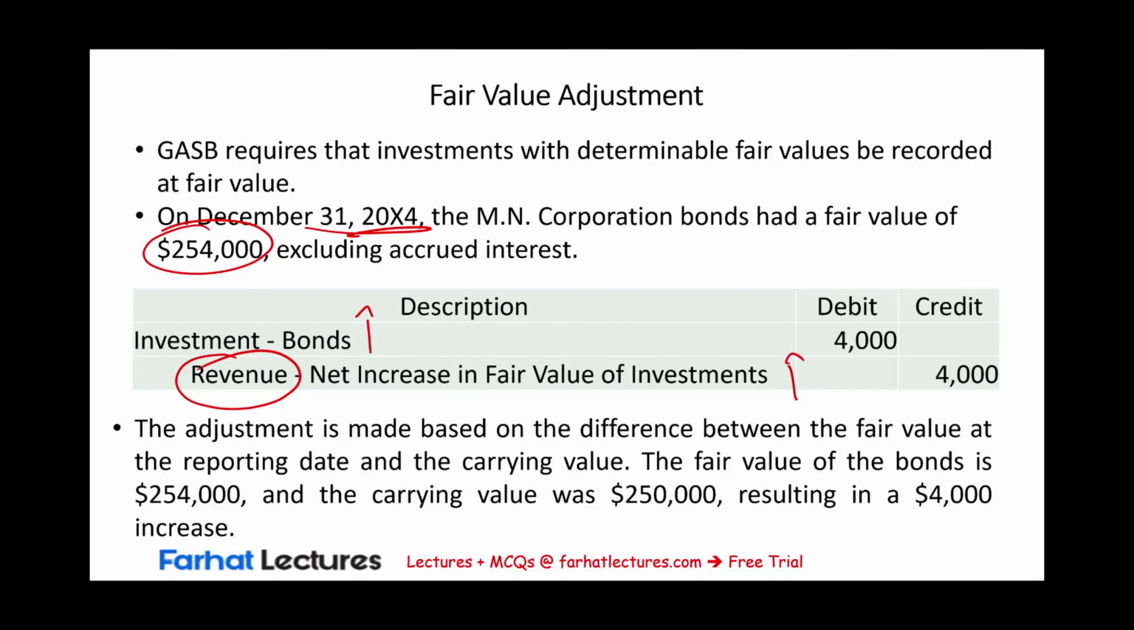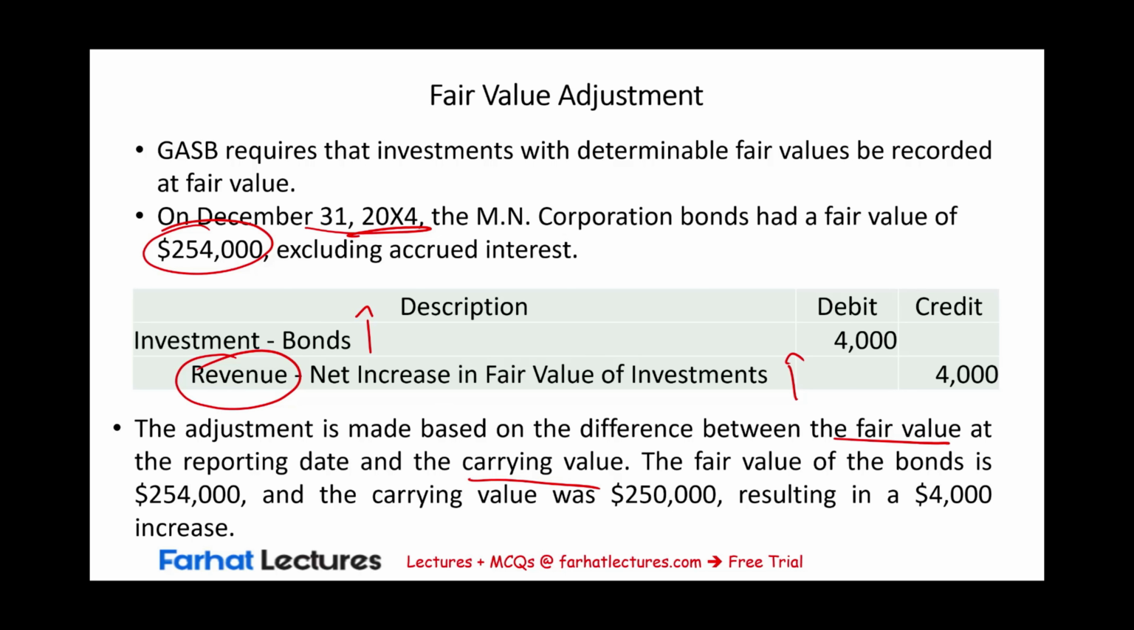Now, the adjustment is based on the difference between the fair value and the carrying value. And we're going to assume that the carrying value is 250. We did not make any adjustment to it. We bought it at par. There was no adjustment. Therefore, we have a $4,000 increase. And this is basically the typical transactions.